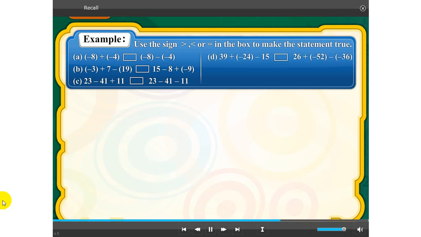D. 39 plus negative 24 minus 15, box, 26 plus negative 52 minus negative 36. E. Negative 231 plus 79 plus 51, box, negative 399 plus 159 plus 81.